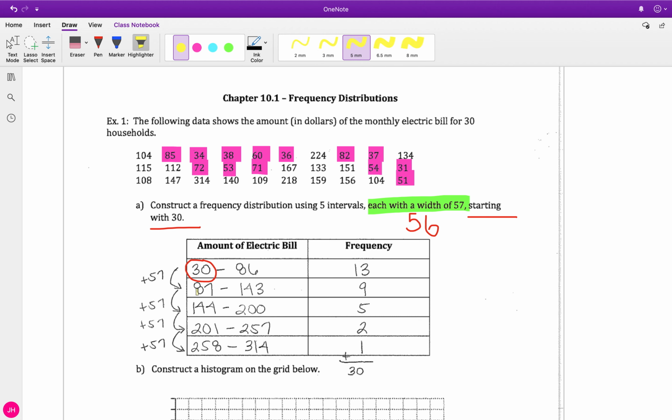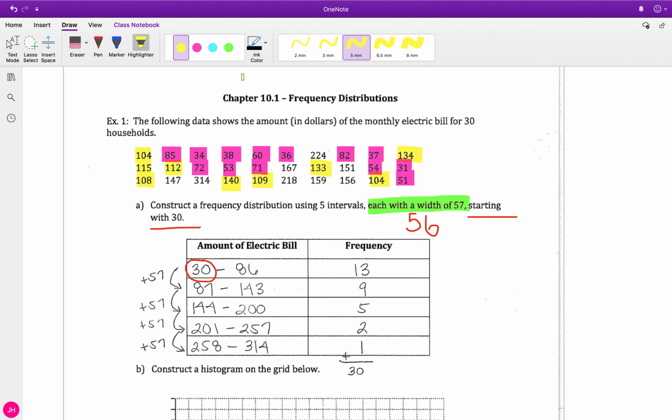Now I want to find all the numbers between 87 and 143. So 1, 2, 3, 4, 5, 6, 7, 8. Let's see, I'm missing one. Oh, there it is right there. 1, 2, 3, 4, 5, 6, 7, 8. And there's the last one, 9. So these 9 numbers are between 87 and 143.